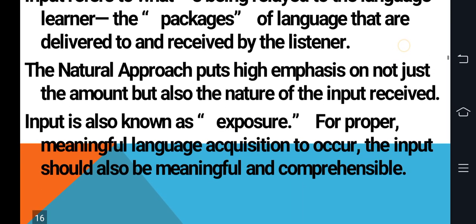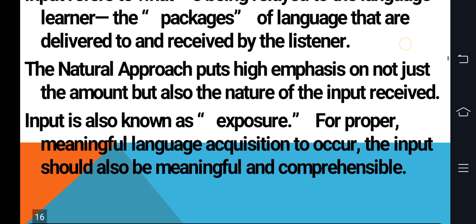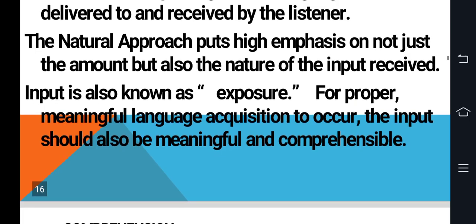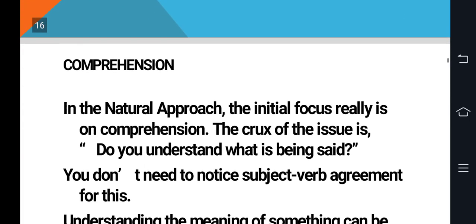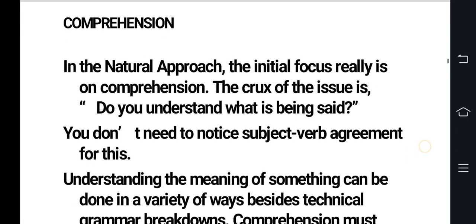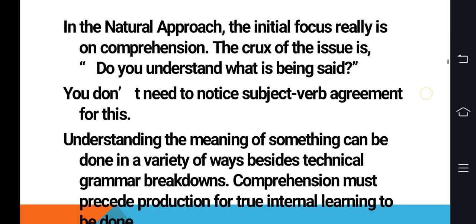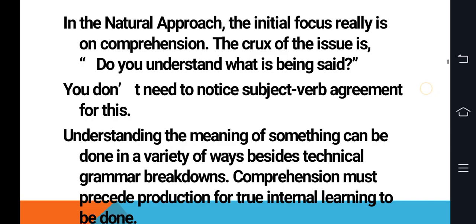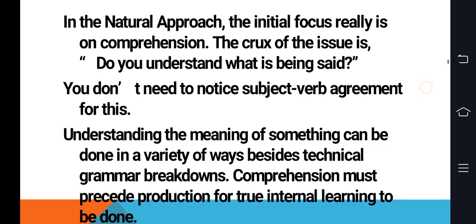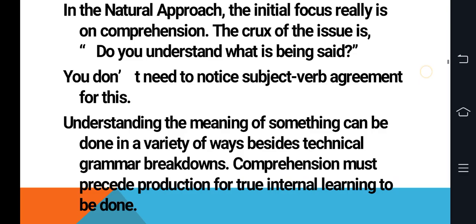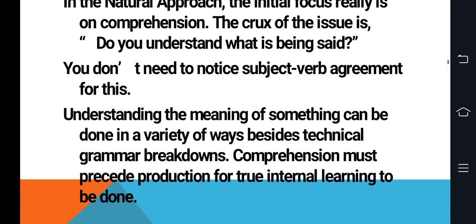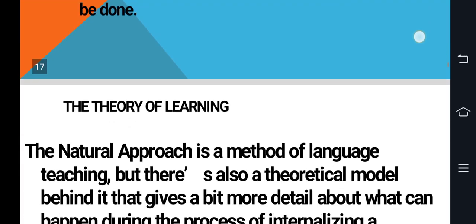For proper meaningful language acquisition to occur, the input should also be meaningful and comprehensible. Now, the comprehension part. In the natural approach, the initial focus really is on comprehension. The crux of the issue is, do you understand what is being said? You don't need to notice subject verb agreement for this. Understanding the meaning of something can be done in a variety of ways besides technical grammar breakdowns. Comprehension must precede production for true internal learning to be done.